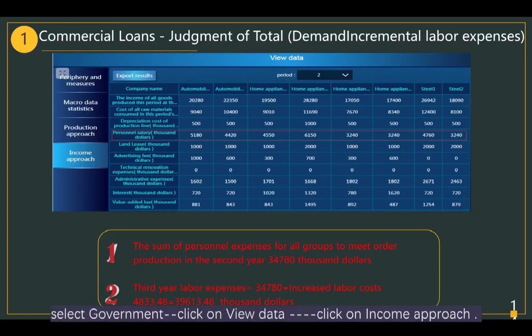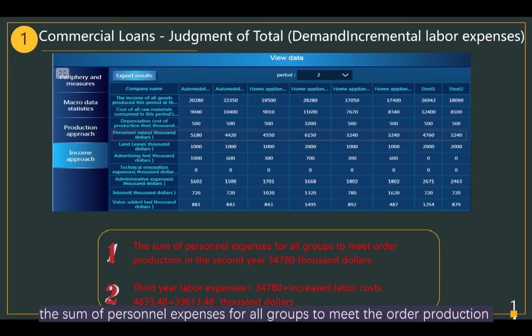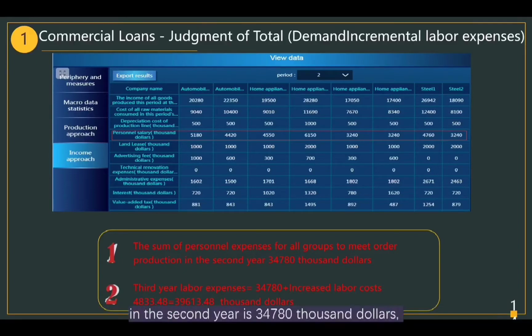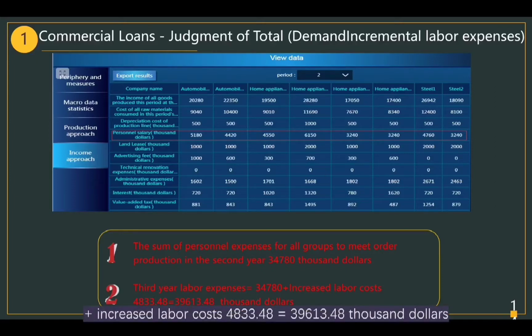In the software system, select Government, click on View Data, click on Income Approach. We know from the GDP table calculated by the income approach that the sum of personnel expenses for all groups to meet the order production in the second year is $34,780,000. Then labor expenses in the third year are equal to the sum of personnel expenses in the second year, 34,780, plus increased labor costs, 4,833.48, which is equal to 39,613.48 thousand.